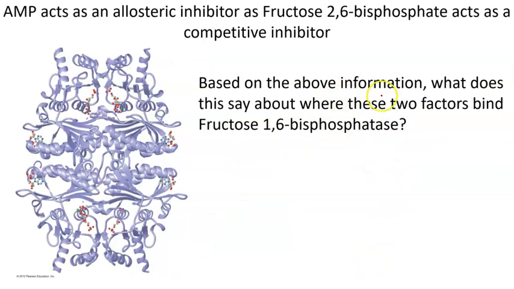So based on this information above, what does this say about where these two factors are binding fructose 1,6 bisphosphatase? So if AMP acts as an allosteric inhibitor versus fructose 2,6 bisphosphate acts as a competitive inhibitor, are they binding in the same domain, or in a different region? Remember, go back to some of the last chapters about enzymes and enzyme kinetics. Think about what that means for the active site and where you think either of these bind, if it's in that active site or not. I'm not going to give you the answer right now, but if you have a question on this, come and see me in my office hours.